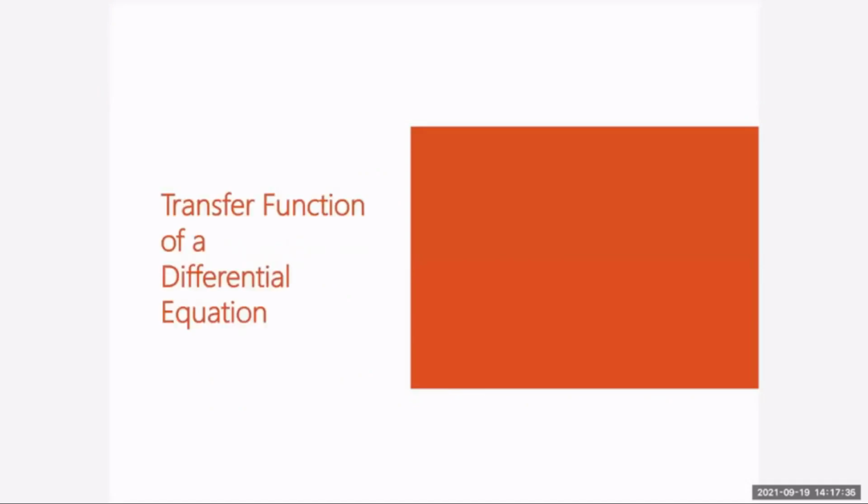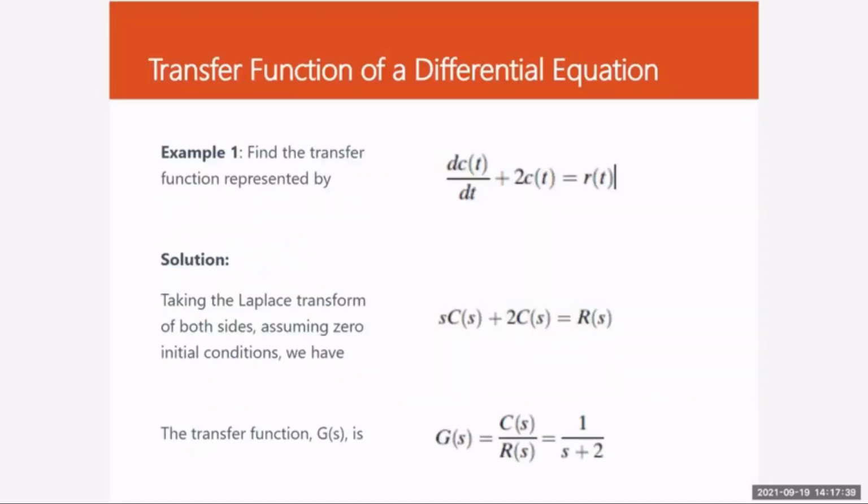Standard forms. Transfer function of a differential equation. So we have here an example. This is just a review of your DE class. Find the transfer function represented by dc of t over dt, or the rate of change of c with respect to time, plus 2c of t equals r of t. What you will do there is take the Laplace transform of both sides. That's all you will do. After taking the Laplace transform of both sides, of course, you assume that the initial conditions are 0, therefore giving us a transfer function G of s equal to C of s over R of s.